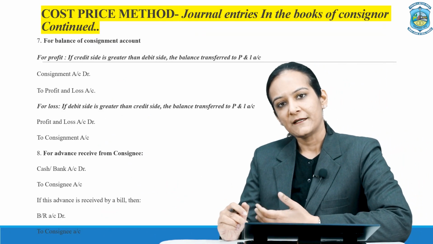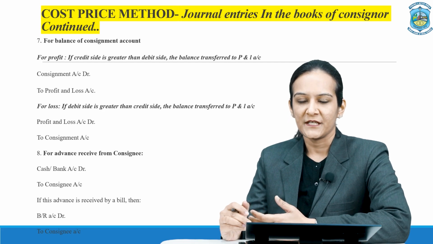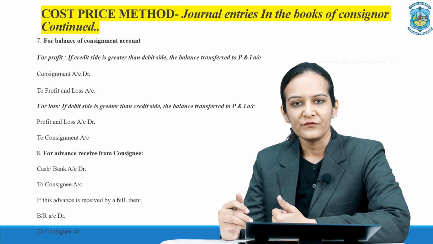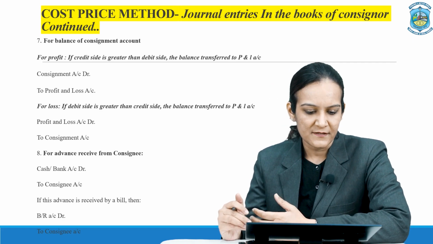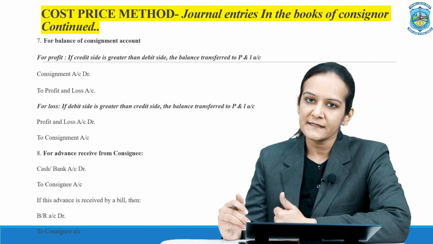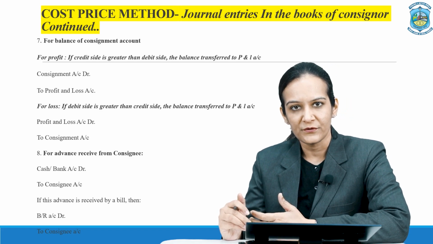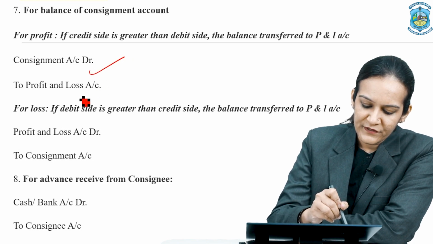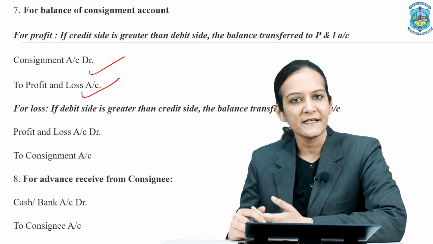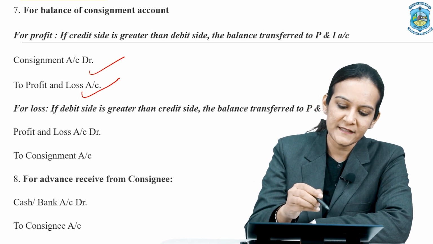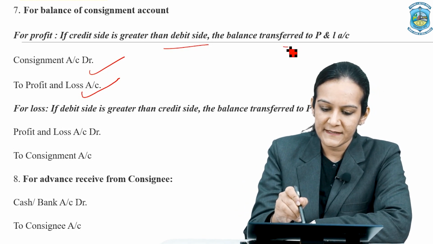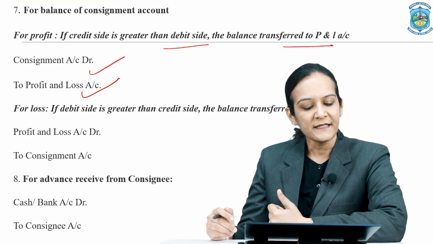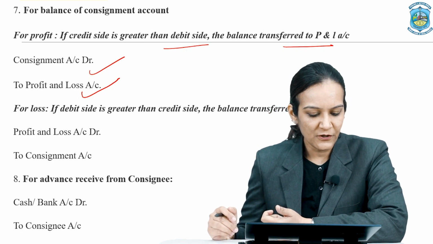Next, for the balance of consignment, our objective is to find out whether the consignor is getting profits or losses. When the consignor is getting profits, to record profits, the entry is consignment account debited to profit and loss account. Remember, the consignor will get the profit only if the credit side is greater than the debit side. So the difference will be transferred to the profit and loss account, and the entry will be consignment account debit to profit and loss account.